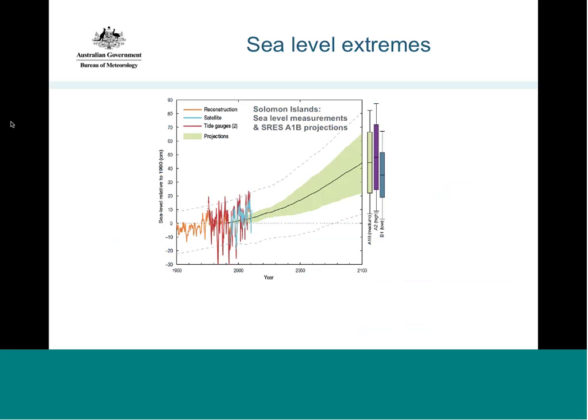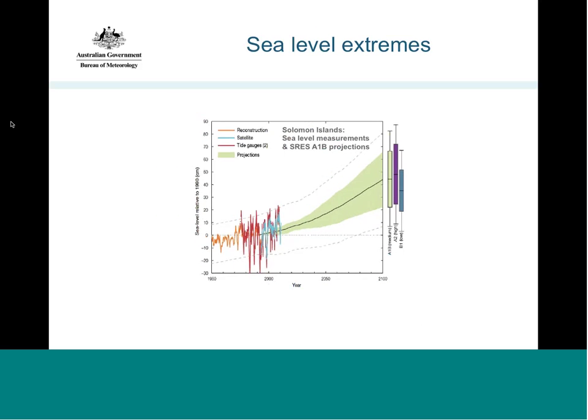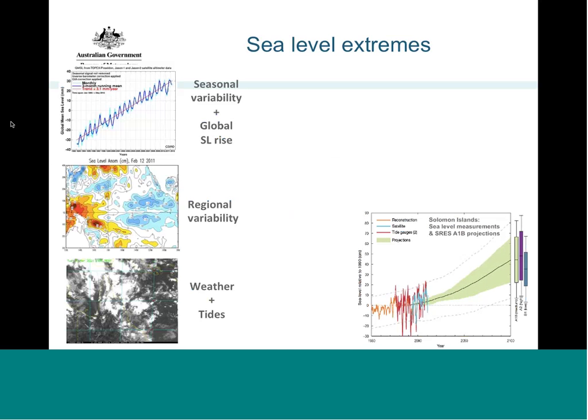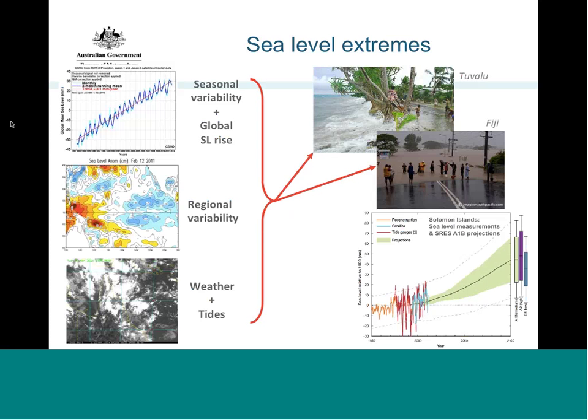But additional to that, we also have other factors playing on top of that: seasonal variability, regional variability, and weather and tides. Unfortunately for a lot of the nations in the Western Pacific, when these factors hit their maximum and coincide together, this can lead to some very devastating effects such as coastal flooding, inundation and storm surge.